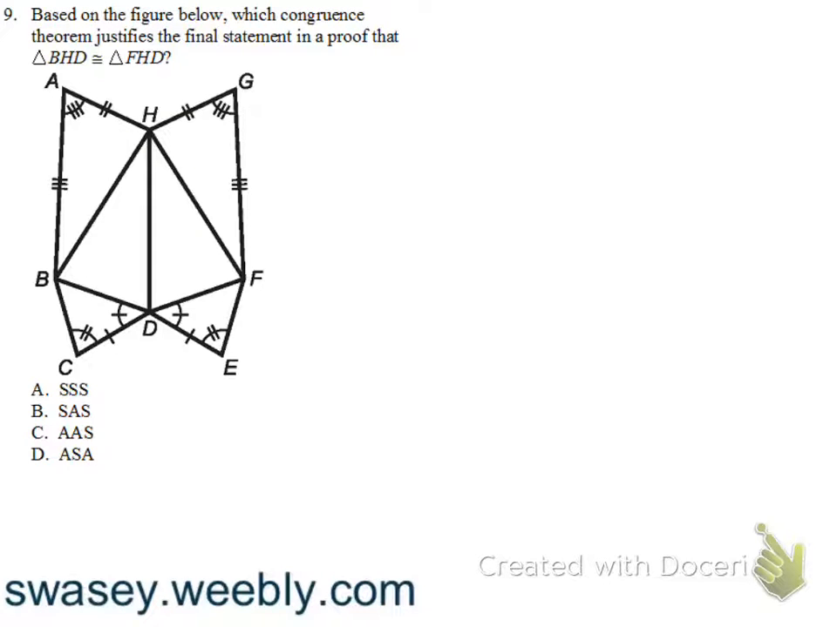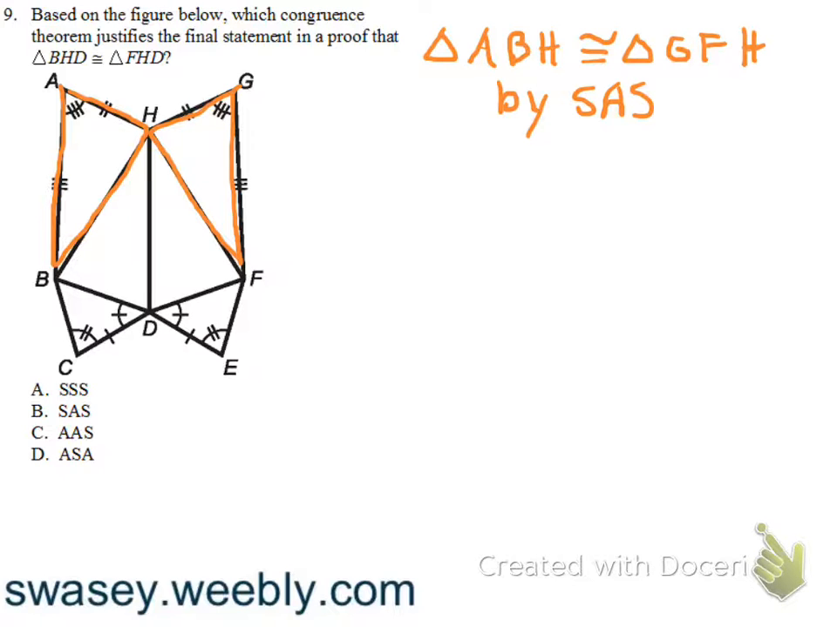Alright. On number 9, we can prove that this triangle is congruent to this one by side, angle, side. Because those are congruent, we can say that the corresponding sides are congruent. So we could put this one with 4 marks and this one with 4 marks.